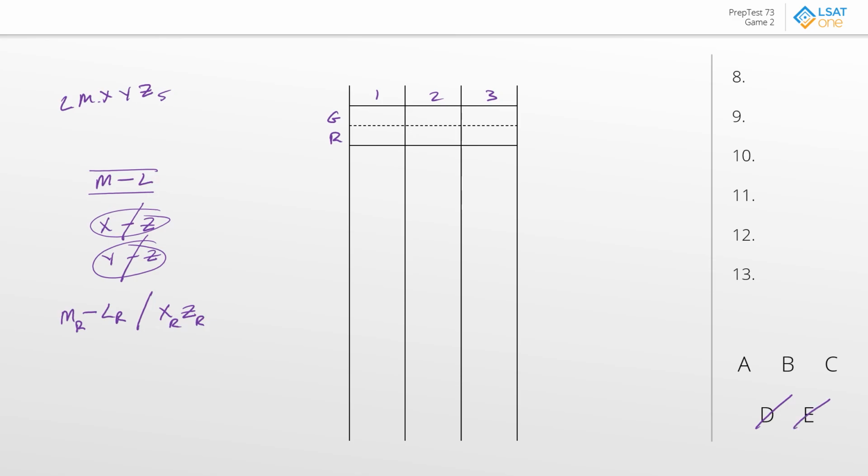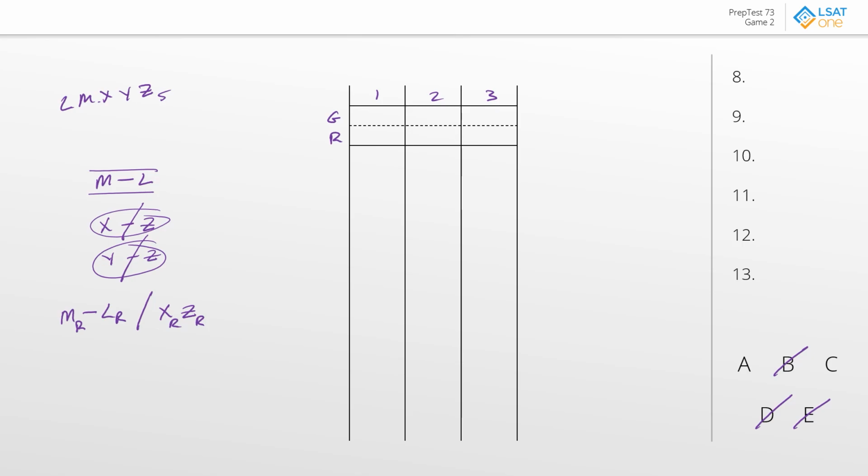Next, we were told that X and Y, they cannot go before Z. So let's see A, B, and C. Answer choice A has Z in 1, so that's all good. Answer choice B has, oh, here we go, X before Z, so that's not going to fly, so we can get rid of answer choice B. And C has Z in 1, so there's no way to violate that rule.